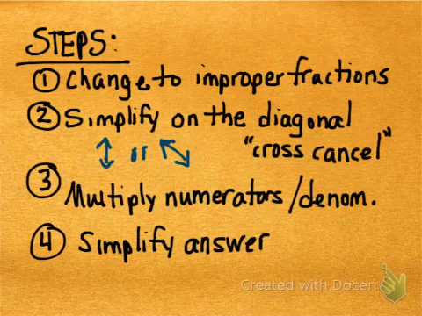So once you have that done, then you want to multiply your numerators and multiply your denominators, and then finally, of course, you want to simplify your answer. Okay? So we're going to take a look at some examples to see what this looks like. Make sure you have this written down. Before you move on, you may need to pause.